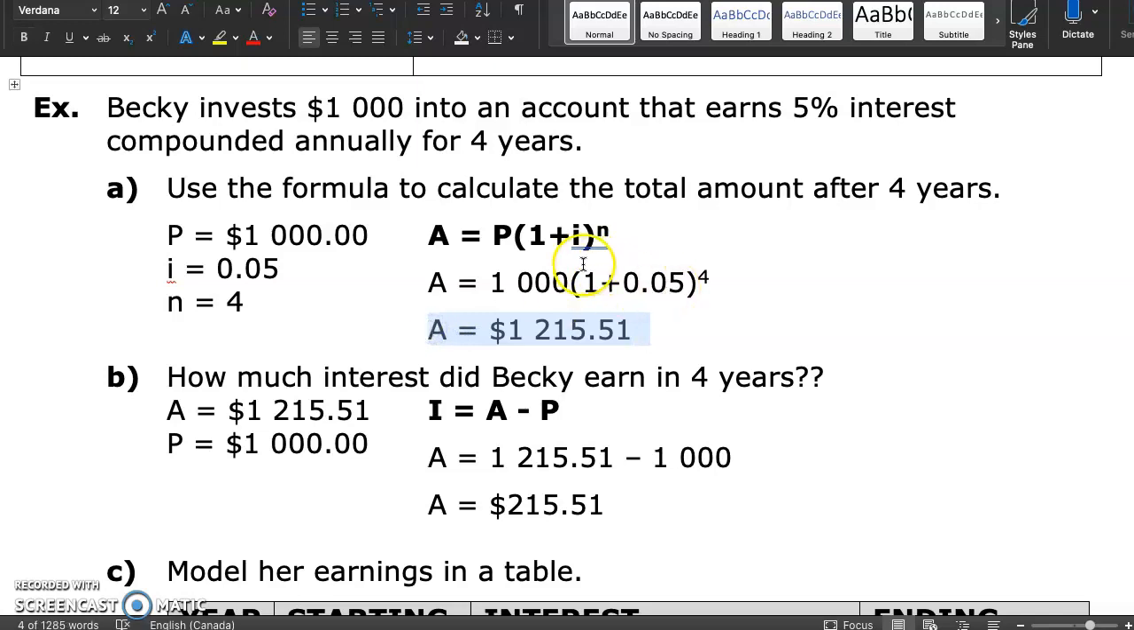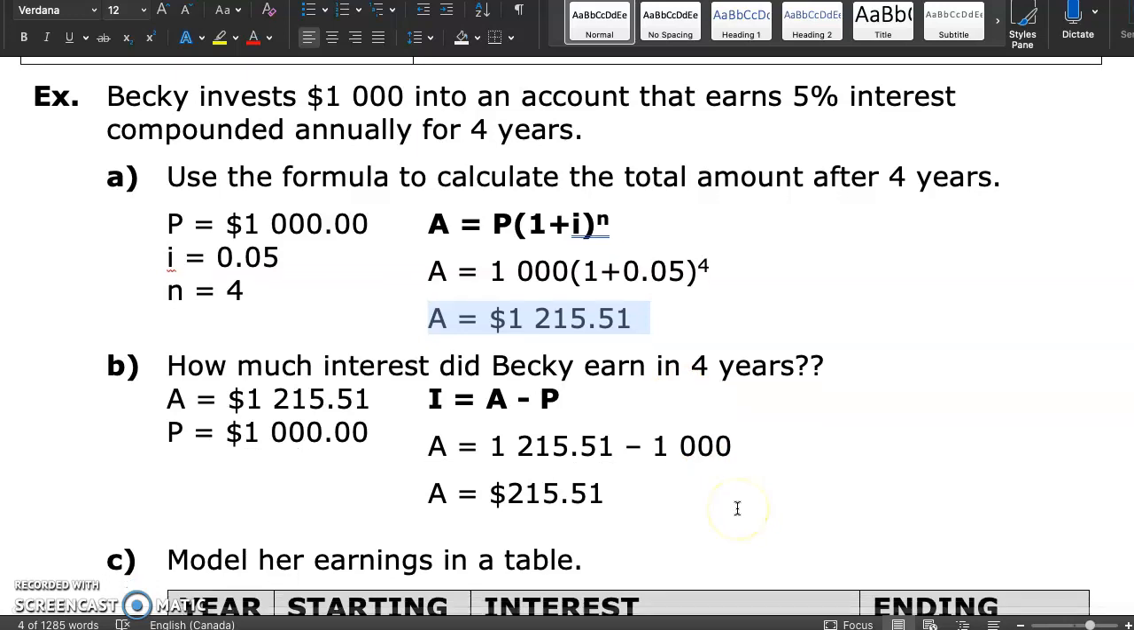So make sure that you check on your calculator order of operations first. I just type in 1.05 to the 4 equals times 1,000. That might work for you. If you have questions, please let me know.